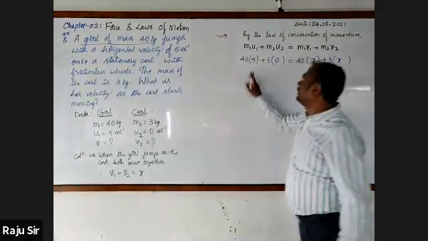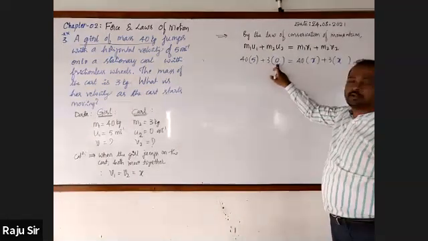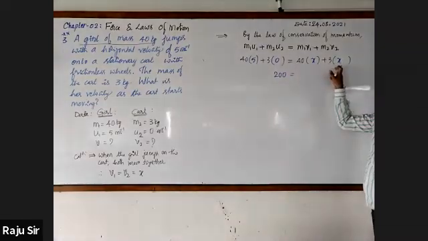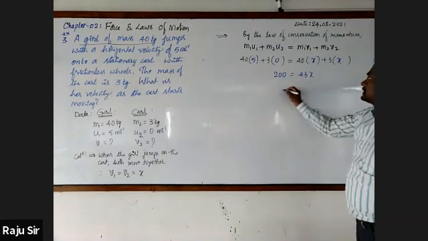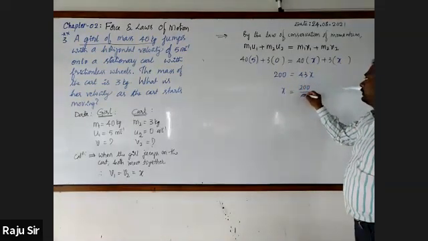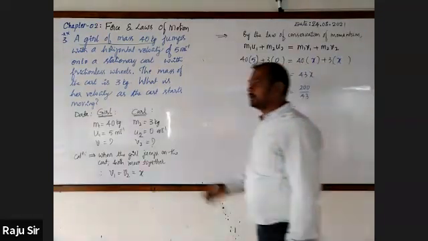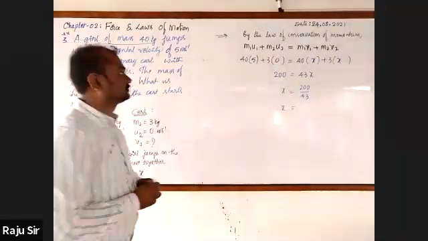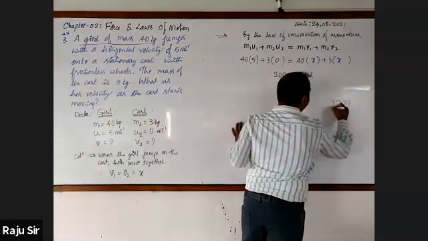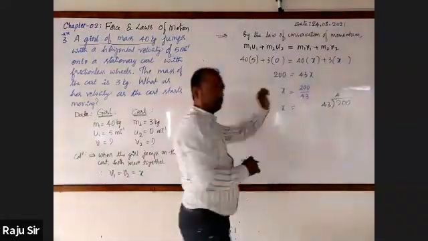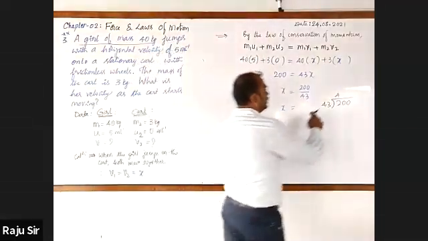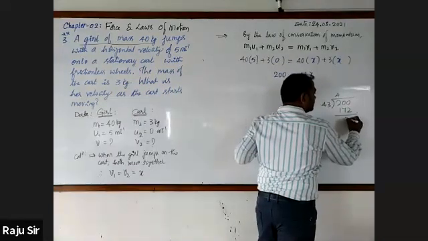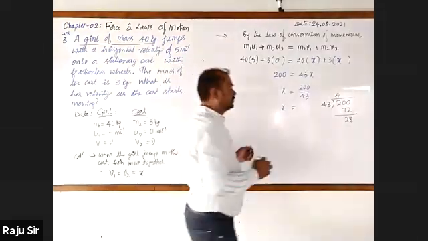Let us go for calculation. 40 into 5 is 200, plus 0, so 200. On the other side, 40x plus 3x is 43x. So 43x equals 200. Now x equals 200 by 43. 4 into 43 is 172, leaving 28, so the answer is 4 point something.